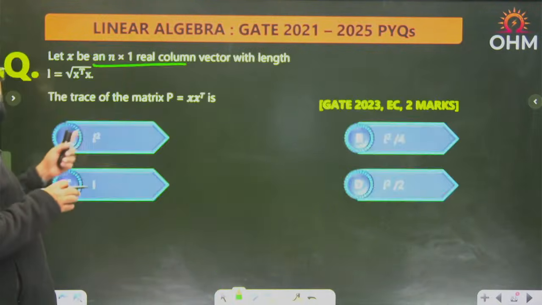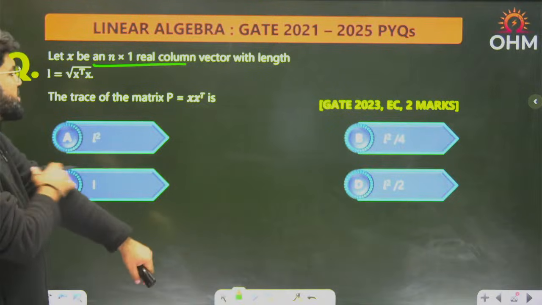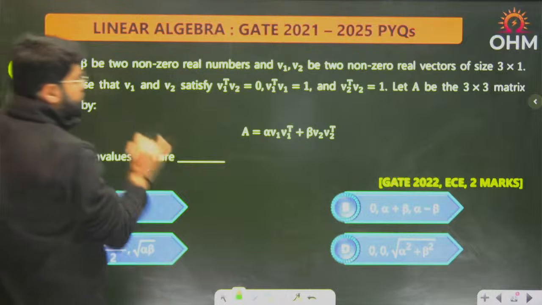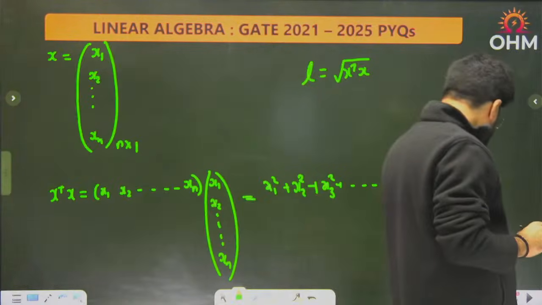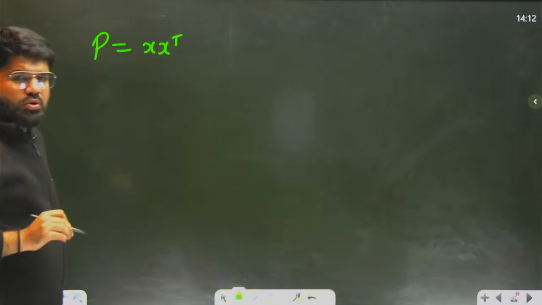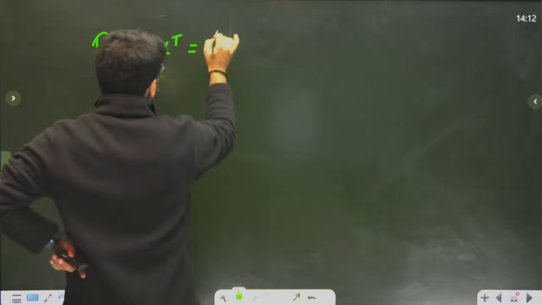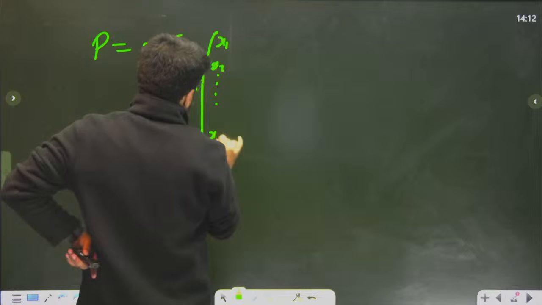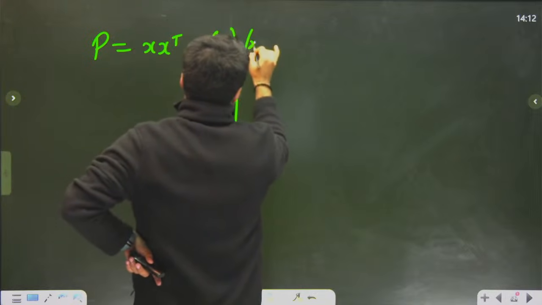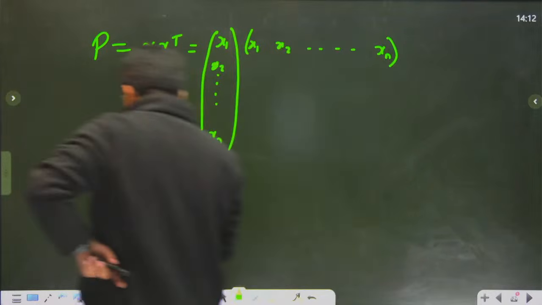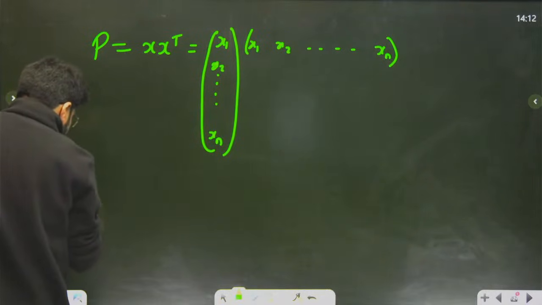That is what is given. Now the question is, what is the trace of the matrix P, which is X X transpose? What is the trace of the matrix P, which is equal to X into X transpose? Now X is a column vector. Understand carefully. Multiplying by its transpose x1, x2, up to xn, this is going to be an n cross n matrix.